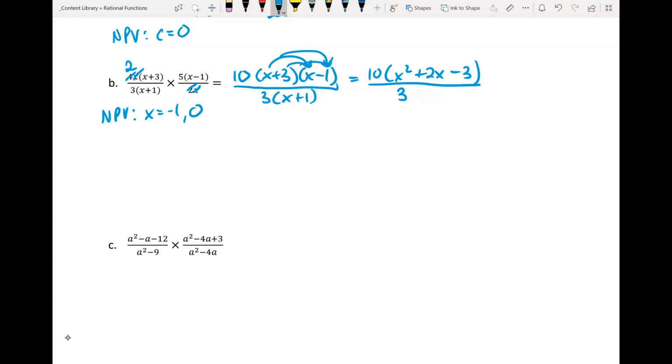I'm going to also multiply our denominators as 3 times x and 3 times 1. Lastly, I'm going to distribute the 10 to each of those terms in the brackets. So that's 10x squared plus 20x minus 30 over 3x plus 3. And that's all we can do for that question.